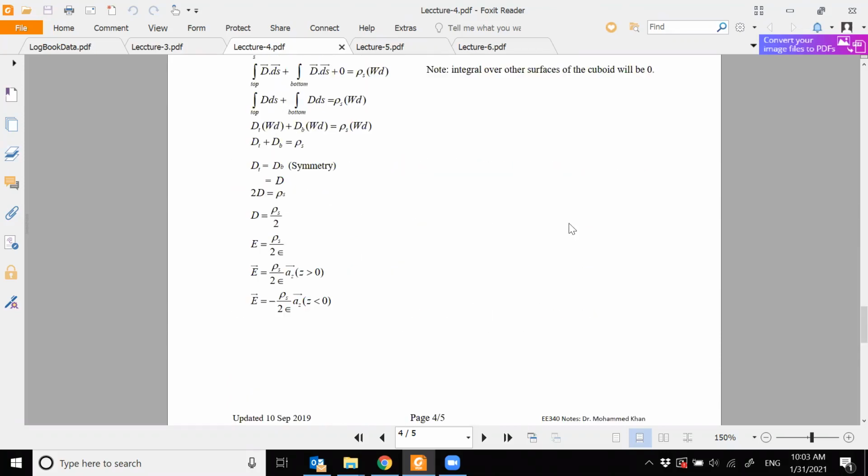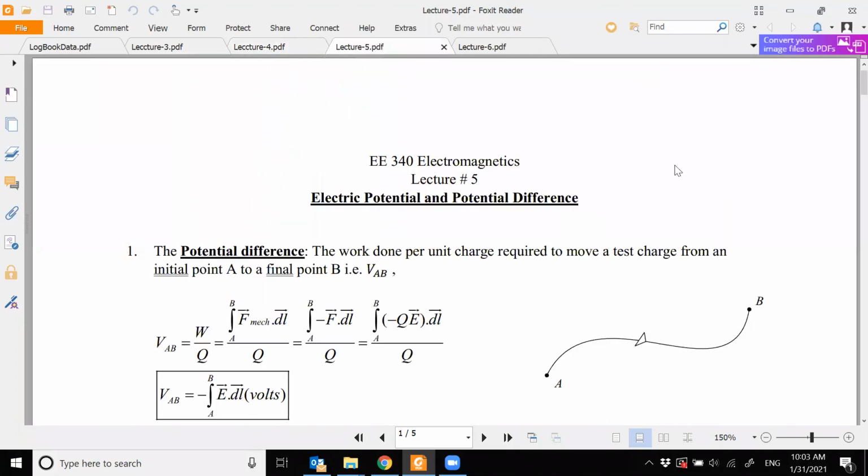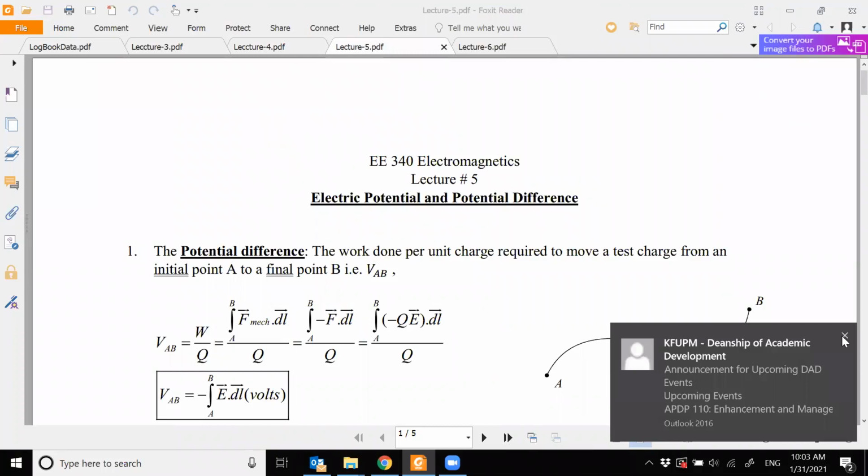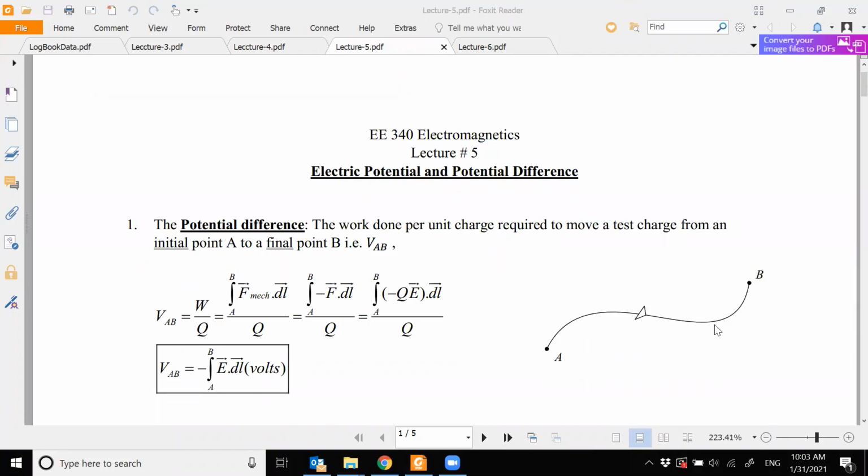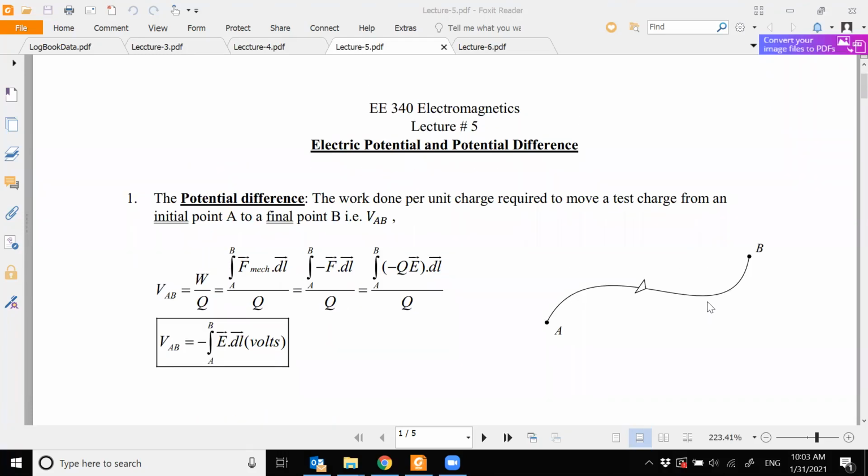So now today we will go to lecture 4, where I'm going to introduce what is called the electric potential and potential difference. You are very well aware of this, and now we are trying to derive its expression from the electromagnetics point of view.